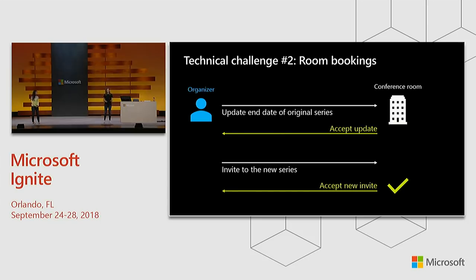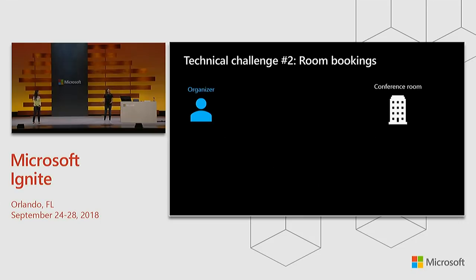But in the case where the order of delivery comes differently, because in Office 365, and especially with on-prem, if your conference rooms are on-prem, we actually can't guarantee the order in which those messages are delivered to the room. So there's that case where the new series invite goes out first, before the original series has been updated.